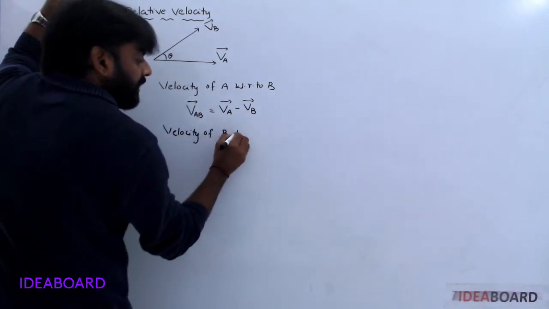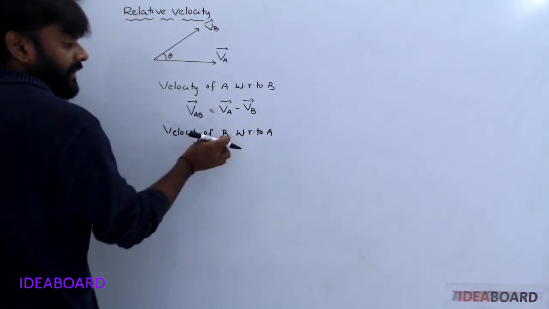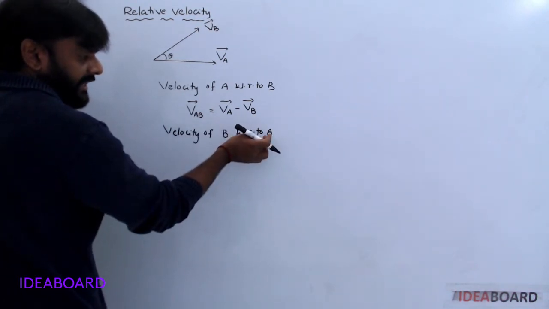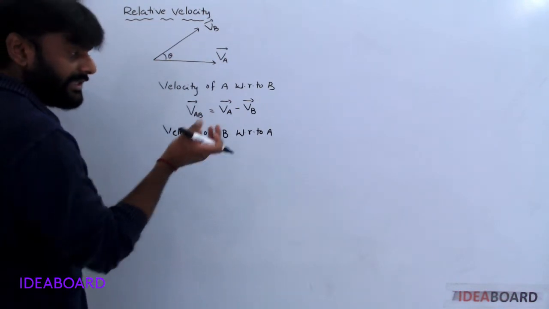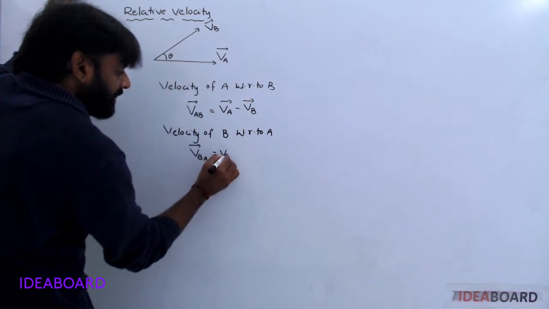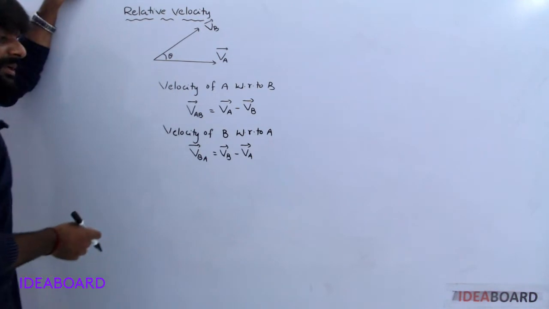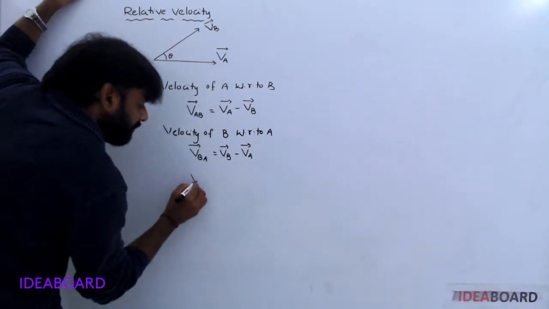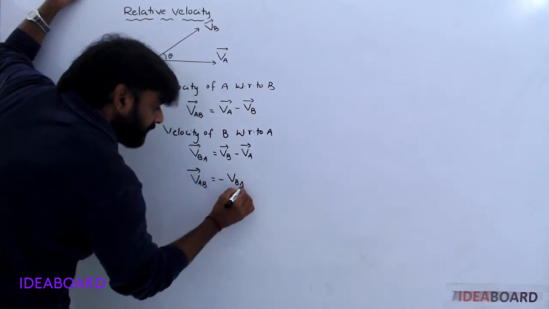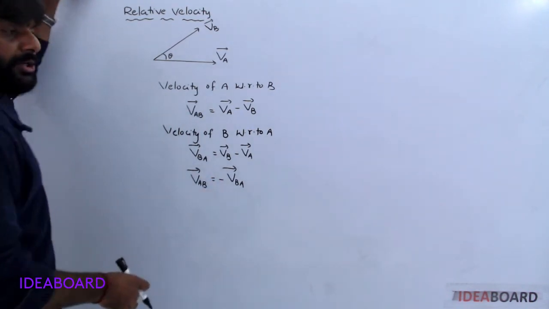Velocity of B with respect to A means here velocity of B is observed by A. In this case, A is assumed to be in rest position. Velocity of B with respect to A is velocity of B minus velocity of A. So A with respect to B is equal to minus B with respect to A.